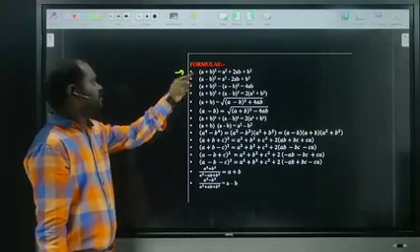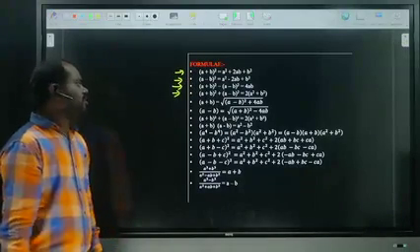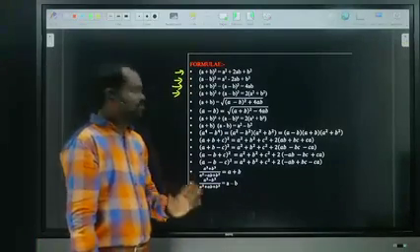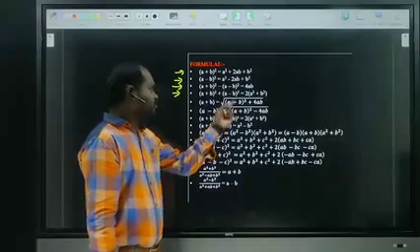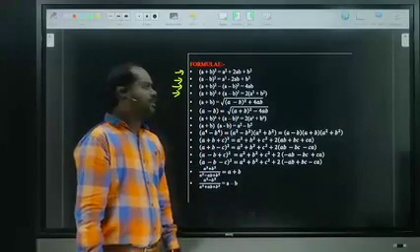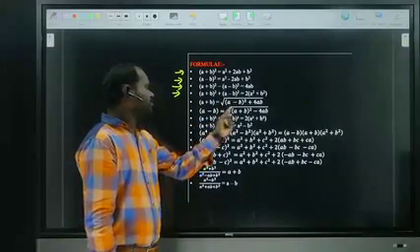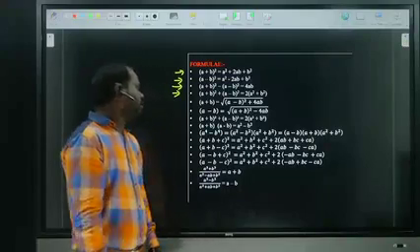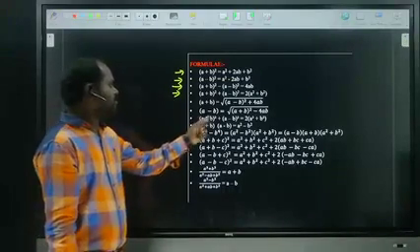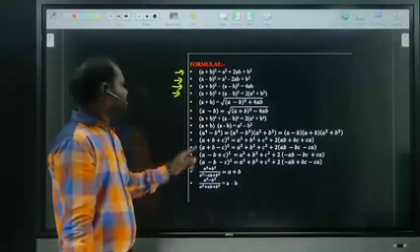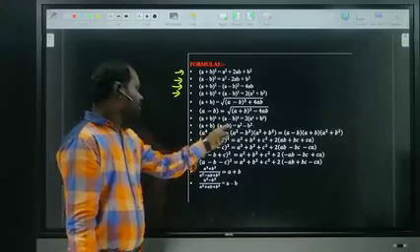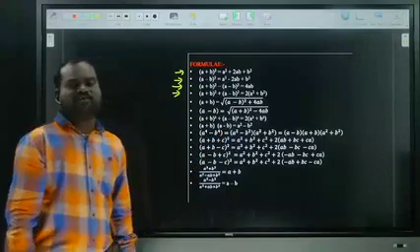This one, a plus b. Whenever you want a plus b, it is under root of a minus b whole square plus 4ab. Okay? Right? In the same way, a minus b is under root of a plus b whole square minus 4ab. Next, a plus b into a minus b. What is the formula? A square minus b square.